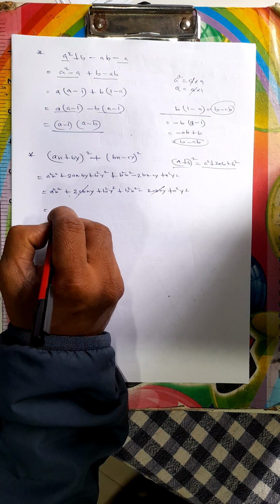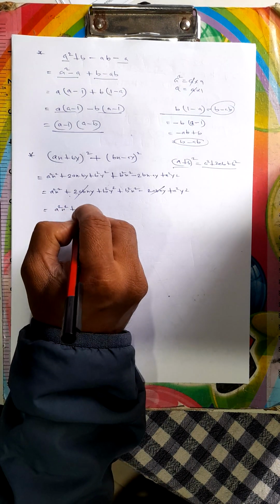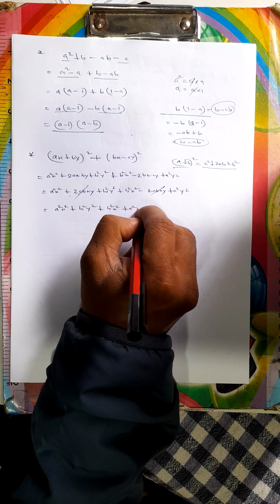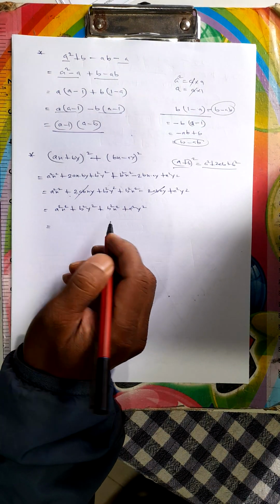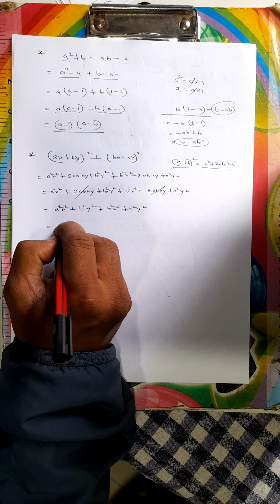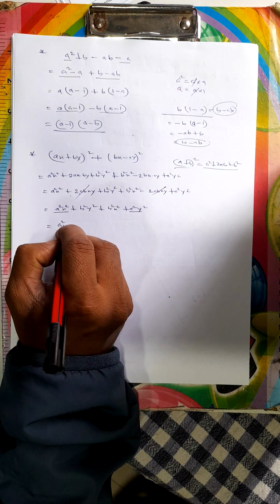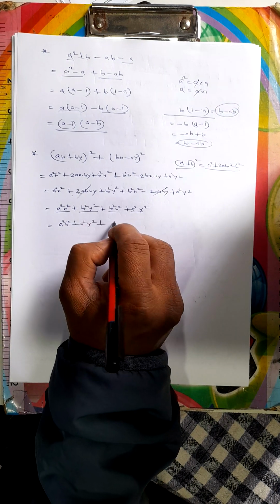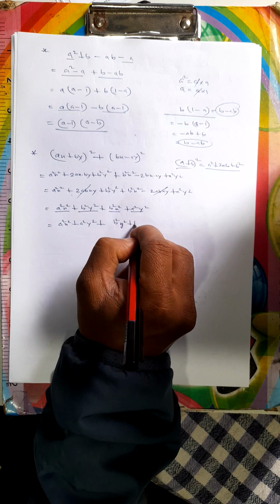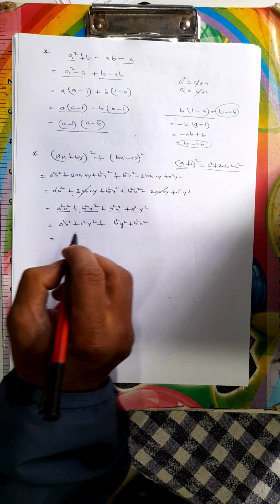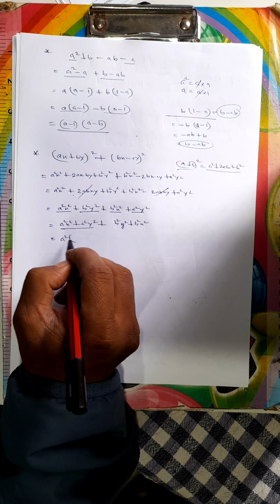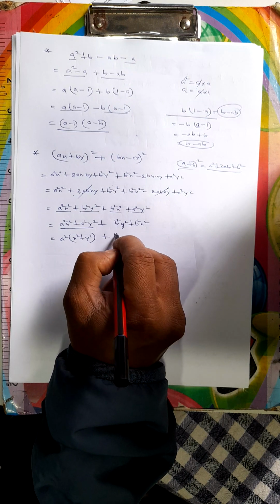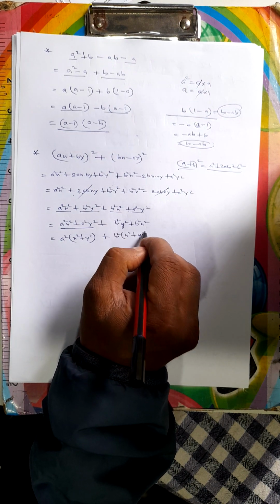So after simplifying, we got a square x square plus b square y square minus b square x square minus a square y square. Now let us combine the terms containing a square. Suppose we combine this and this together, a square x square minus a square y square. Then we combine these two terms containing b square, b square y square minus b square x square. Now what is the common factor here? A square is common, so we write it as x square minus y square, plus here b square is common, so this becomes y square minus x square.